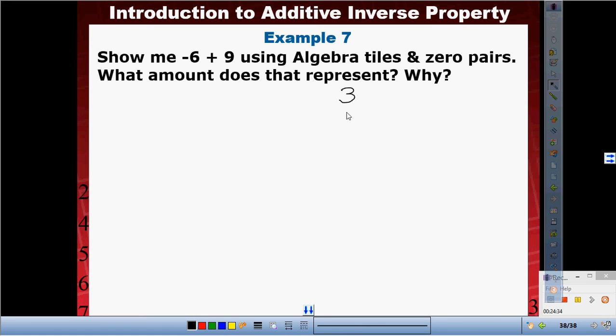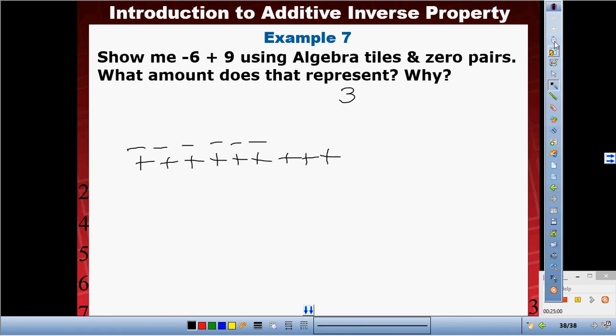It represents 3. Okay. Why? 6 negatives take away 6 positives. They cancel. That makes a 0 pair, and that leaves us with what? 3 positives. Does that make sense? Yeah, and representation will be 1, 2, 3, 4, 5, 6, 1, 2, 3, 4, 5, 6, 7, 8, 9. Hold on. Let me finish this up.